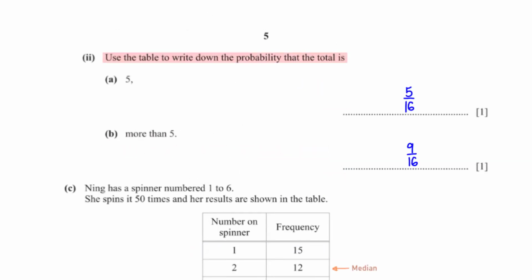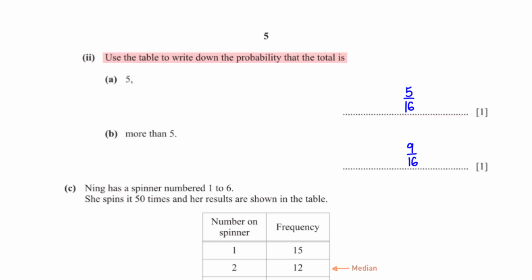Use the table to write down the probability that the total is 5. This probability is equal to the number of outcomes that added up to 5, which is 5, divided by the total number of outcomes, which is 16.